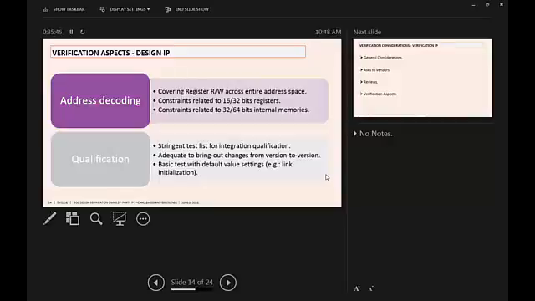You need to have a test list for the integration qualification, that understands and captures the changes from version to version, maybe even some basic default values. And also you need to have some kind of a basic test with the default value setting that's typically recommended. You run that as part of every qualification when you bring in that item.